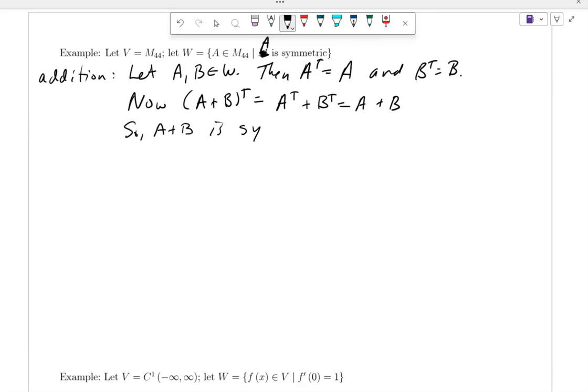So that's how we prove something is symmetric, right? Show that it's its own transpose. And that means the sum is back in W. Is that what we wanted to prove? Yeah, cool. All right, so that's closed under addition. We did the addition part. How about scalar multiplication?